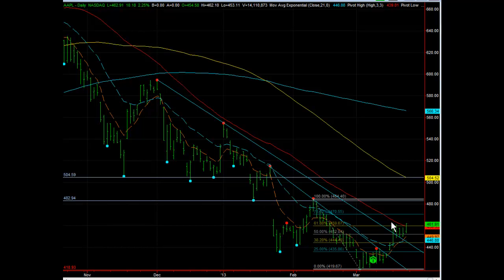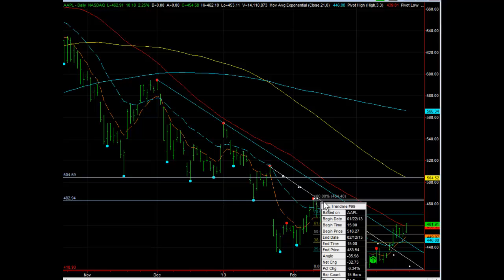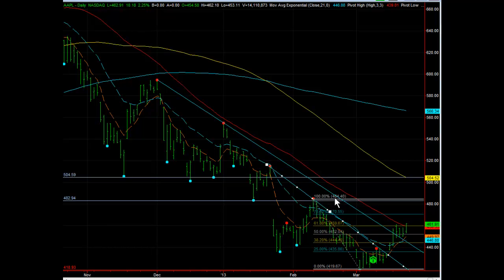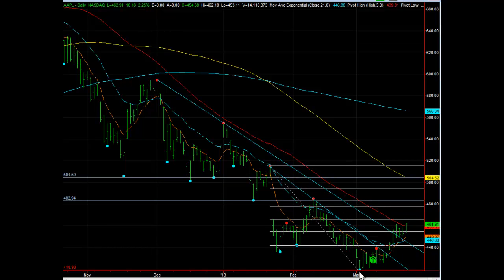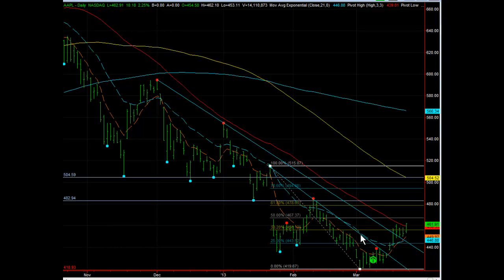So this is your first target level, will be this 470.55 and then 482.94. Then what you want to do is you can extend it up to the next pivot high. So we're going to extend this up to this point here, that pivot high, and take this down to the low, and you can get your next levels.